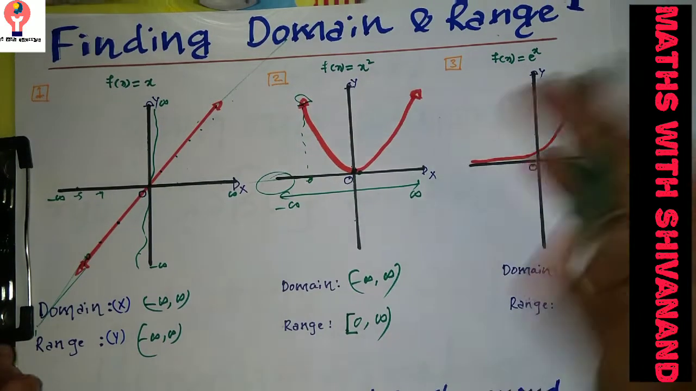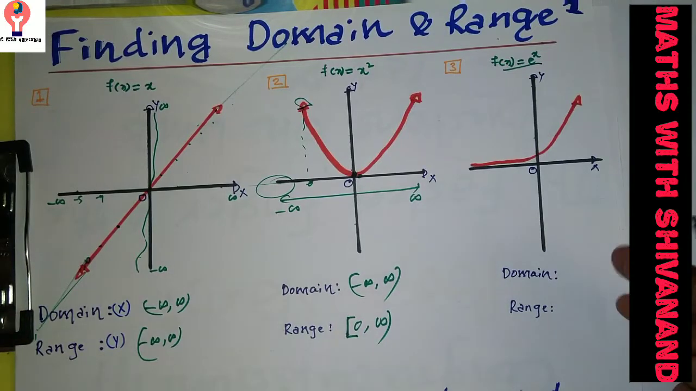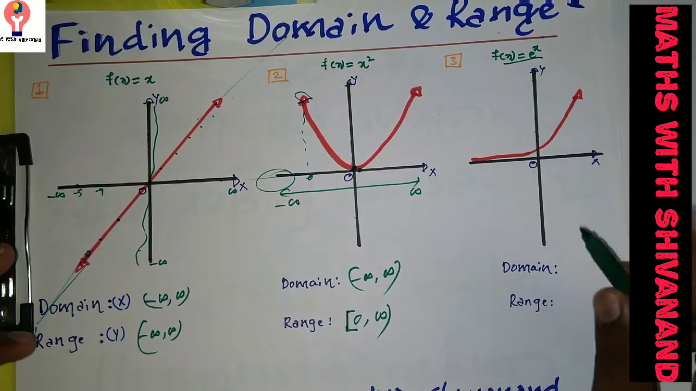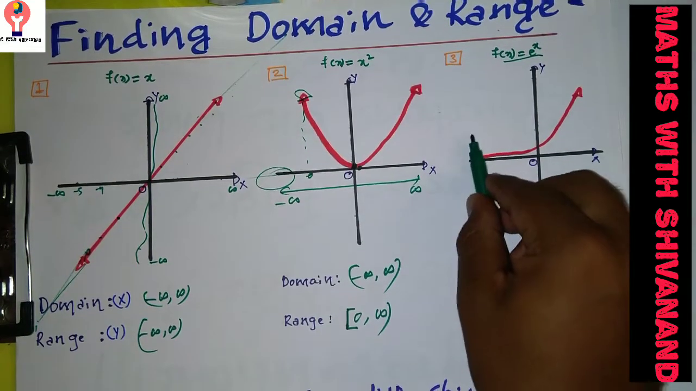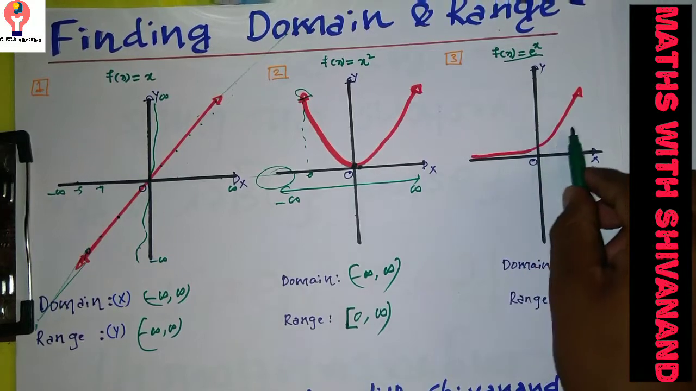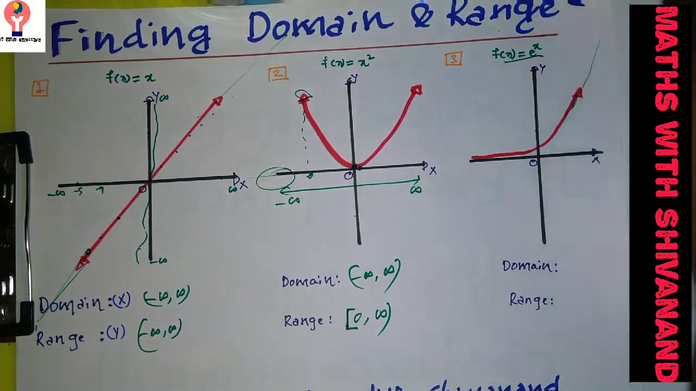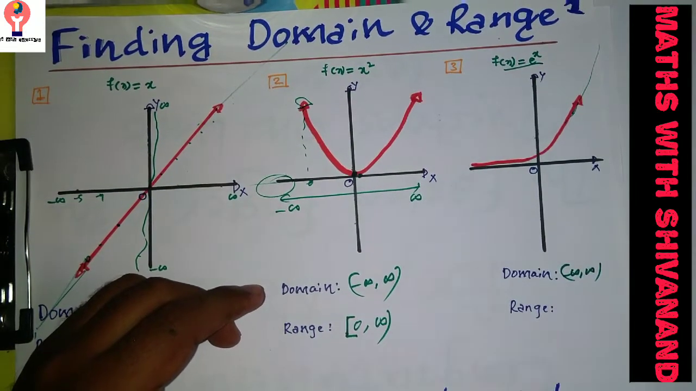Okay, now look at the third graph here. f of x is equal to e raised to x, an exponential function. What is the domain here? Domain is nothing but, as I said, check from left to right. Checking from left to right, it takes values from minus infinity, through 0, and again goes towards infinity. So the domain is from minus infinity to plus infinity.